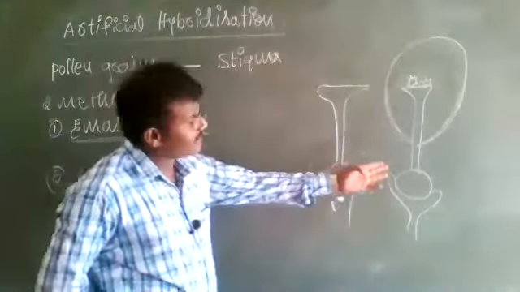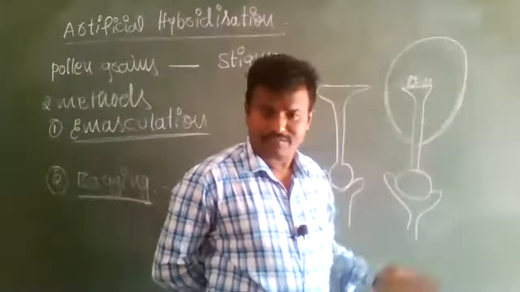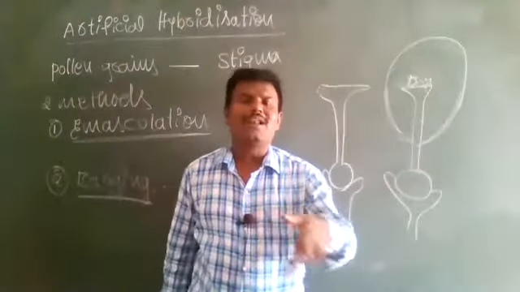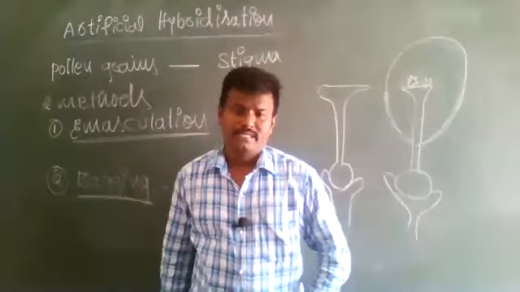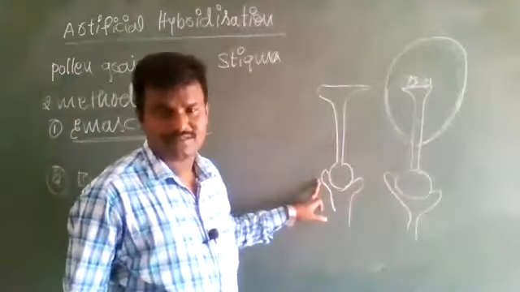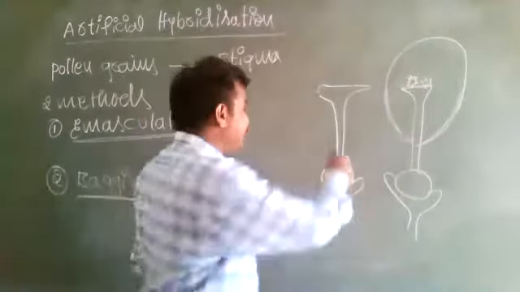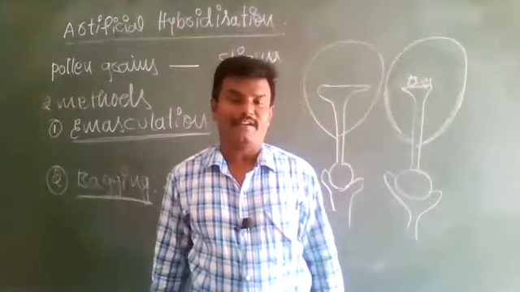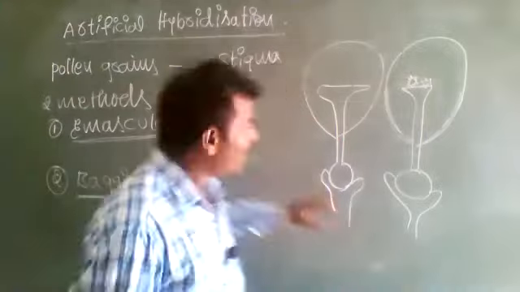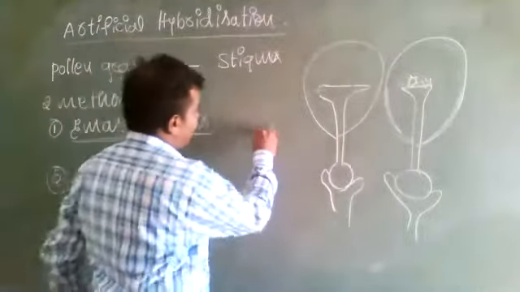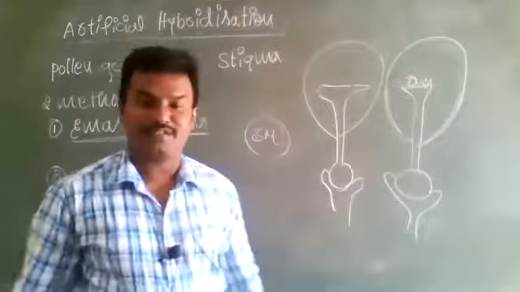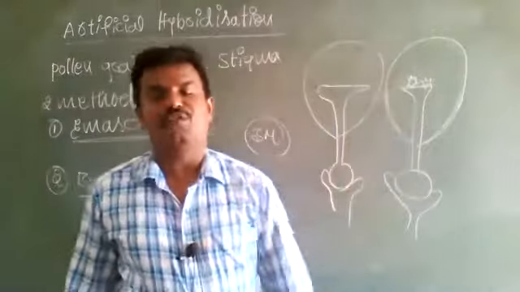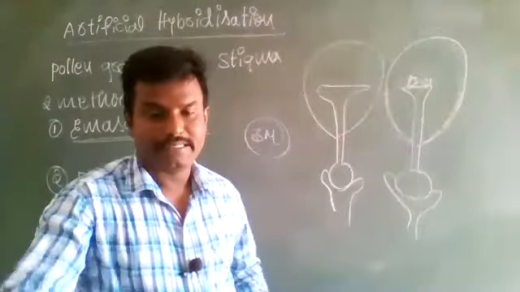So if this flower is bisexual, both emasculation and bagging techniques are required. If the flower is unisexual, emasculation is not required, only bagging is required to produce a superior variety of crops. This is called artificial hybridization. This question carries 3 marks, a definite question. Okay, ma? That's all. In this way, if you also give a diagrammatic representation, you will get a good impression. Okay, that's all.